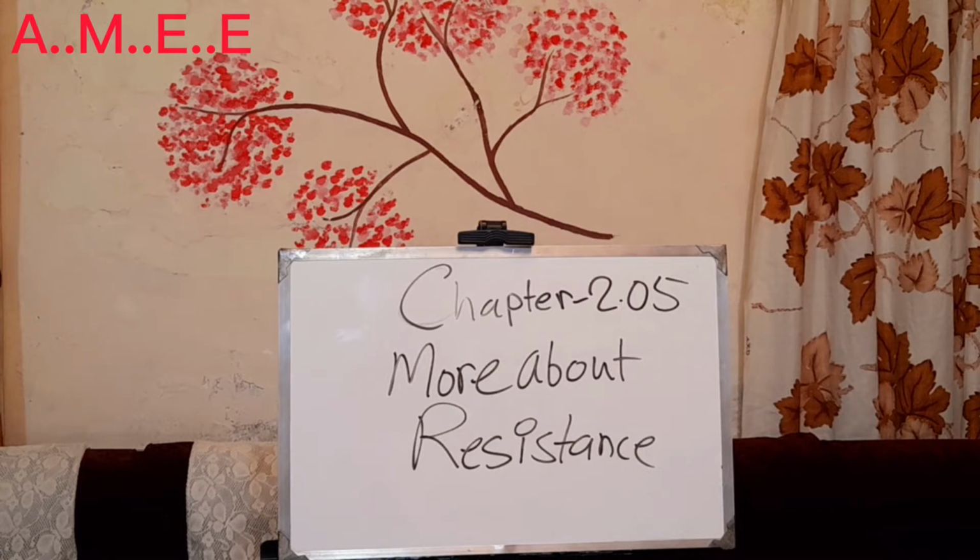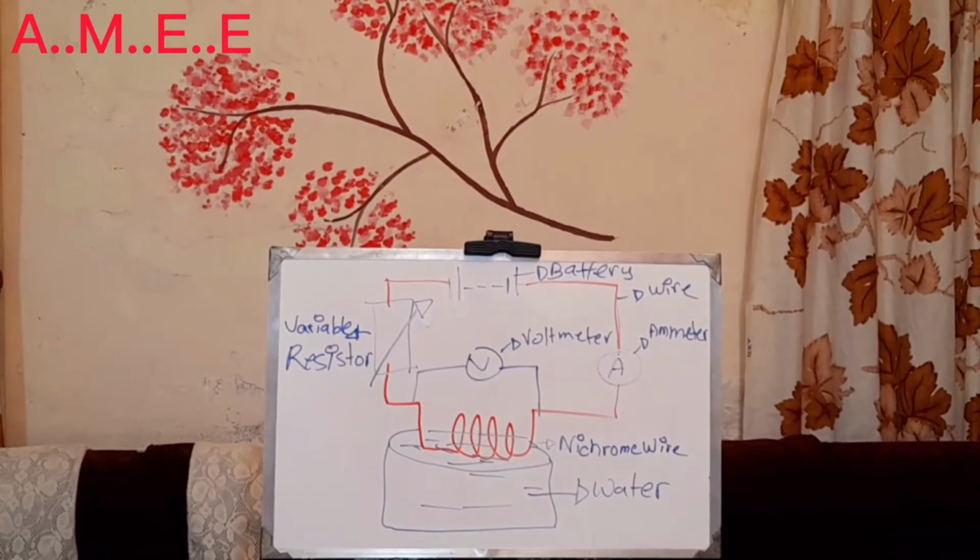So I will request you guys to take out your note copies to take notes about the things I am going to show right now. As you are seeing, I have drawn a circuit where I have connected a current conducting wire with a battery, and I have connected an ammeter, a voltmeter and a variable resistor in the circuit, and I have also connected the nichrome wire with the battery.